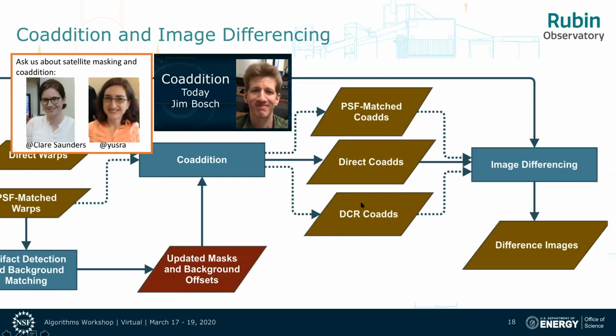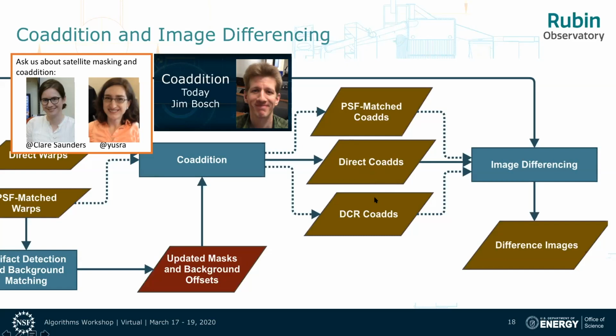Okay, so the dashed lines mean that it's not what we are doing right now in an HSC data release production, but it's an option that you can turn on via config parameters. So right now we use direct coadds as templates for difference imaging. We are evaluating using PSF matched coadds and DCR coadds.